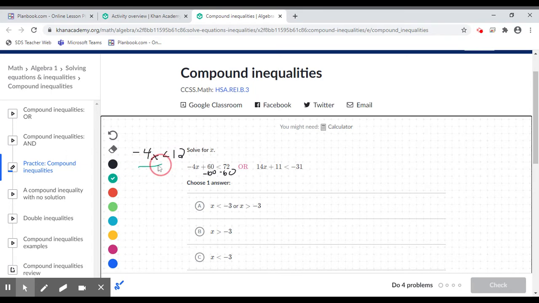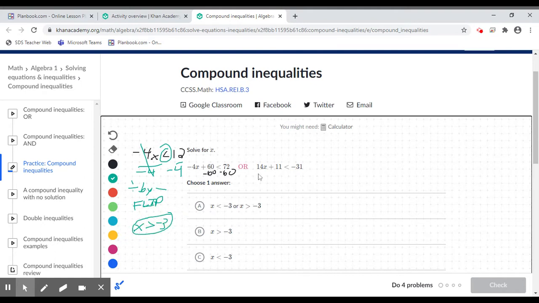On the next step, I'm going to divide by negative 4. Alert: whenever we divide by a negative, we have to flip. We must flip the sign. So this is going to say x now is greater than negative 3.